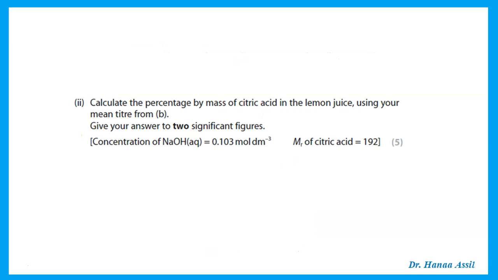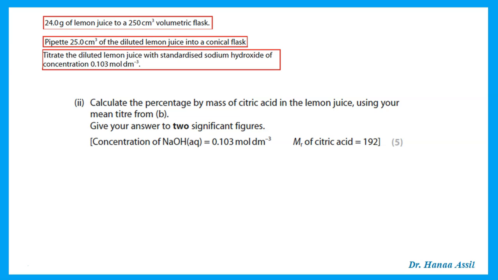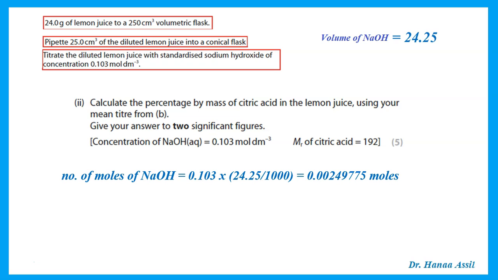Calculate the percentage by mass of citric acid in the lemon juice using your mean titer from B. So what did we do? We were told that we have 24 grams of lemon juice. We put it in 250 centimeter cubed, and then we took 25 of that and titrated it with sodium hydroxide, and the volume of the sodium hydroxide, or the average titer that we calculated, came out to 24.25.